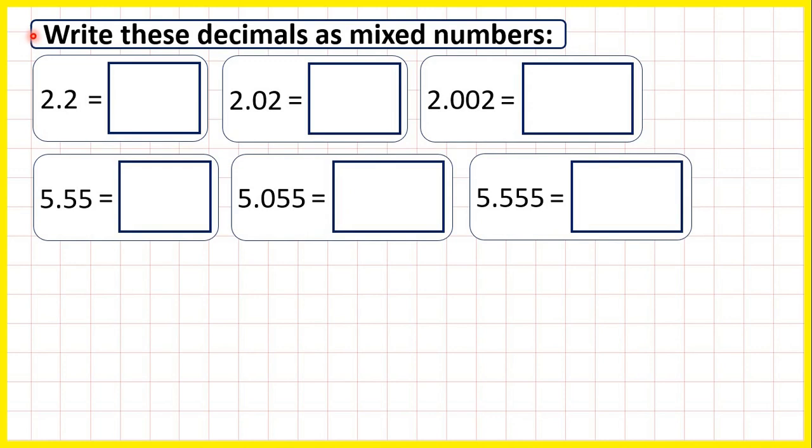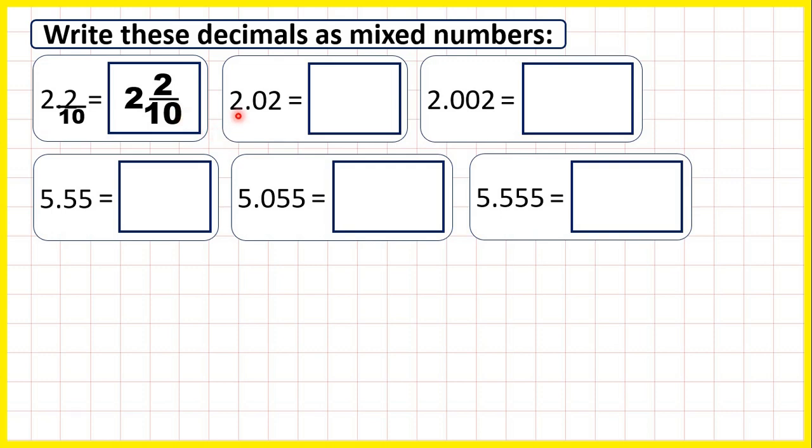We need to write these decimals as mixed numbers. So first we have 2.2. Remember, the digit before the decimal point is the ones digit, and the digit after the decimal point is the tenths digit. So what we can do is draw a line across from the decimal point and write a denominator of 10. So as a mixed number, 2.2 is 2 and 2 tenths, because remember, in a mixed number, we have a whole number and a fraction.